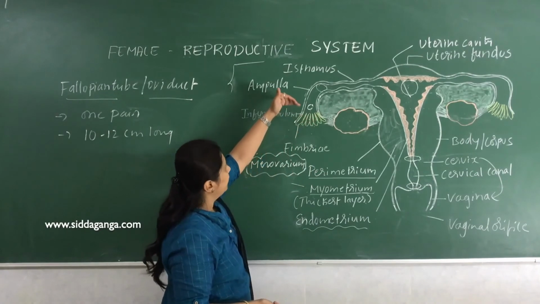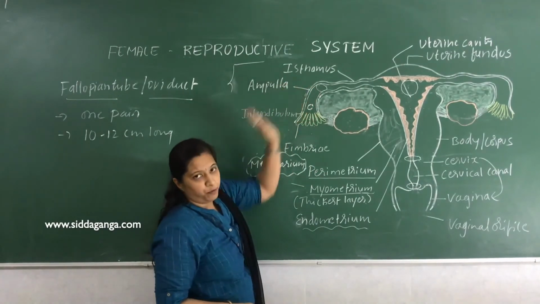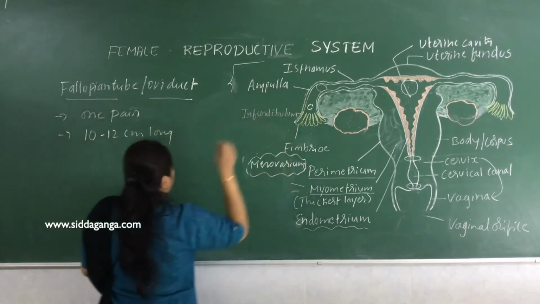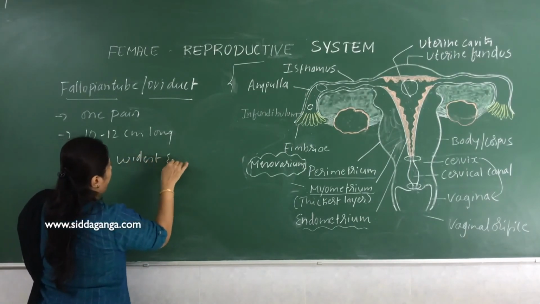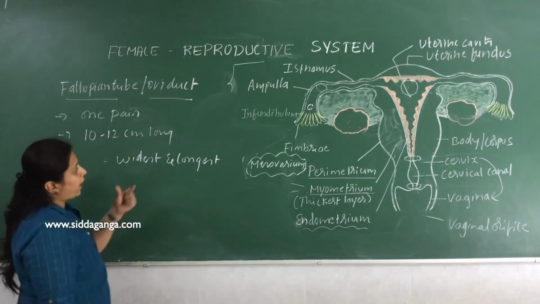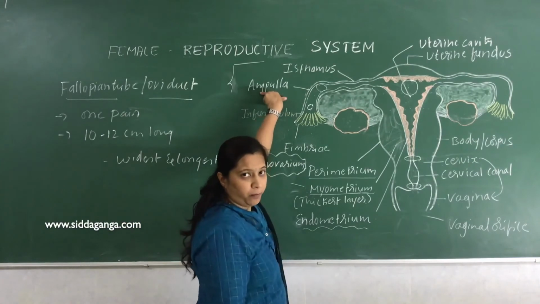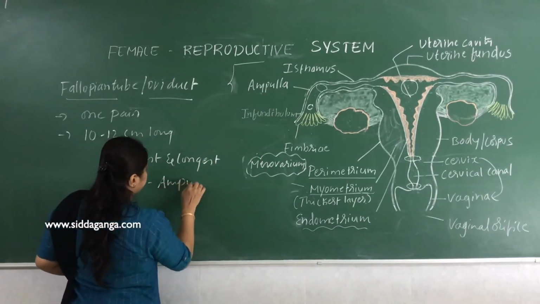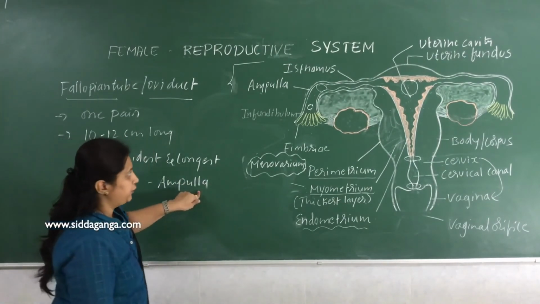Next to the infundibulum, there is another region called the ampulla. The ampulla region is the widest and longest part of the fallopian tube. So which is the widest and longest part of the fallopian tube? Ampulla. Okay, so the ampulla is the widest and longest part of the fallopian tube.